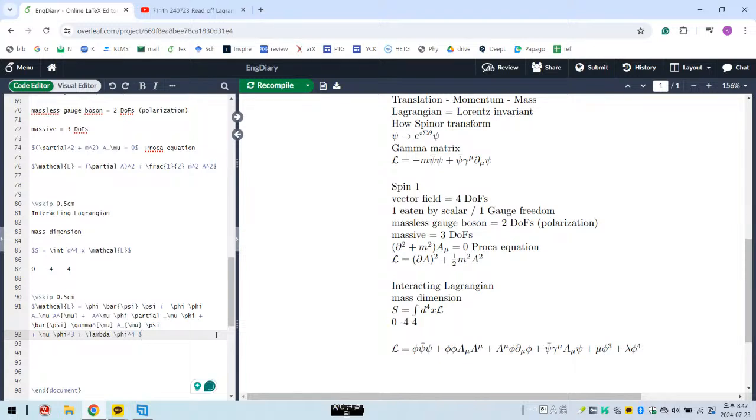Also, if we extend the space-time dimension, then it allows some higher dimensional operators. Or we can just add some higher dimensional operators without extending the space-time dimension by using some mass scale in the denominator, but such operators are suppressed in the low energy regime. So that is some of the theme of effective field theory.